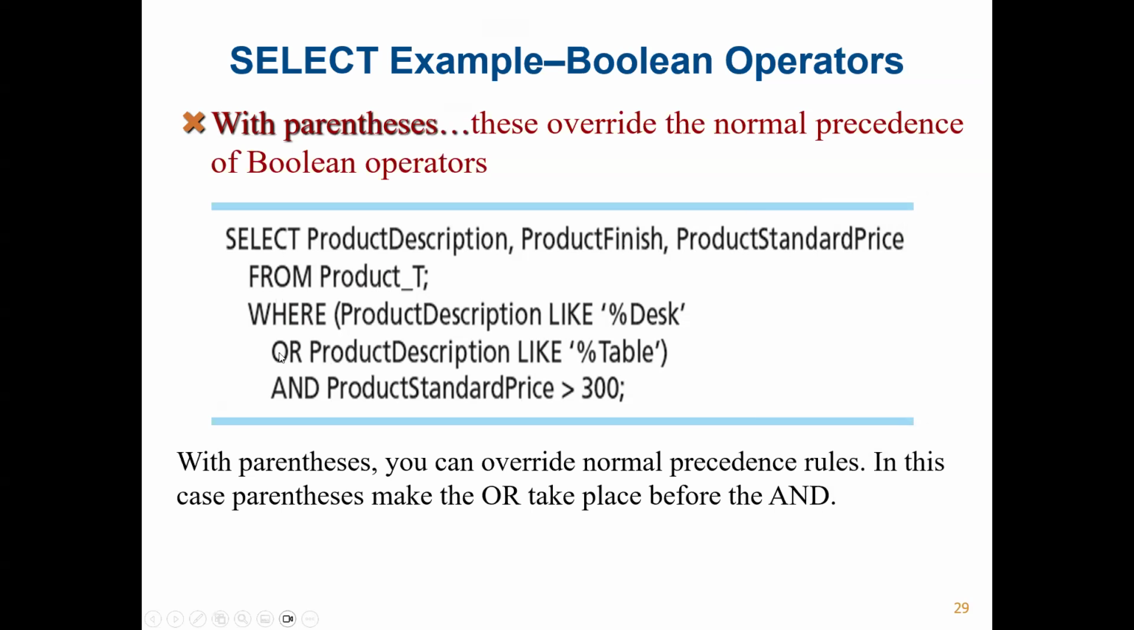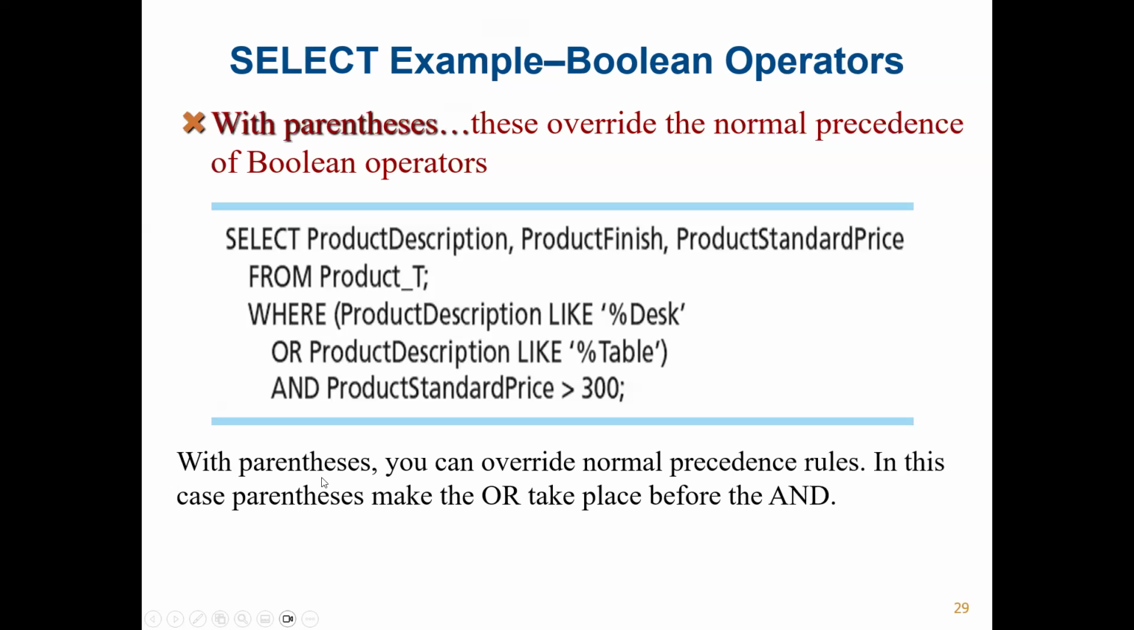And since this is OR, it means if it's desk, it's okay. If it's table, it's okay. If it's table desk, it's okay. It's OR. Unless it's not a desk, it's not a table, then this will not come at all. Then we don't need this, because AND means if this is false, even if the standard price is true, we don't get anything. AND means both have to be true. So this section of the parenthesis must be true. Then if we see any price within this desk or table is greater than 300, then we get the result.